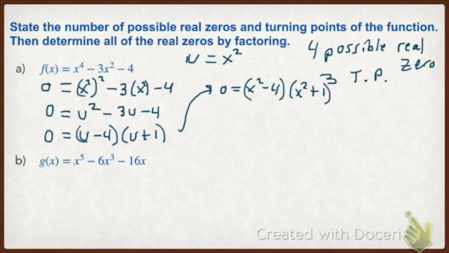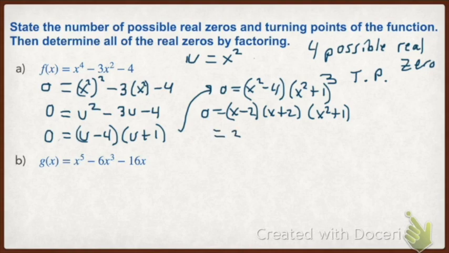So now we have x squared minus 4. We can factor it further. We get x minus 2, x plus 2. We have that difference of squares again. And we have x squared plus 1. And when you set these equal to 0, if you do the first one, we get 2 and negative 2.